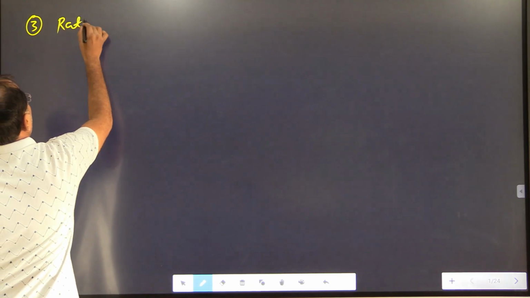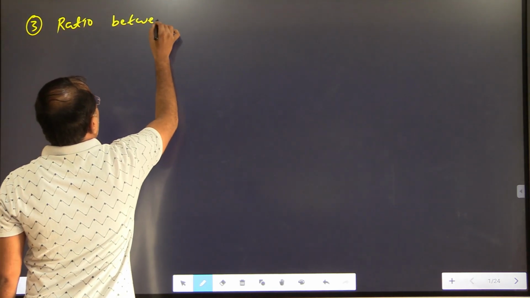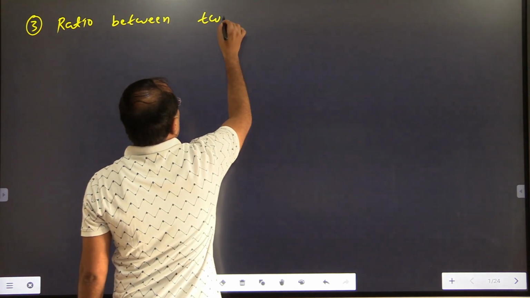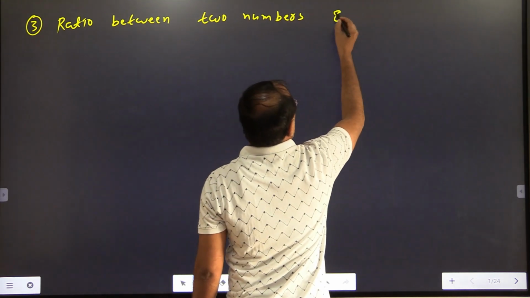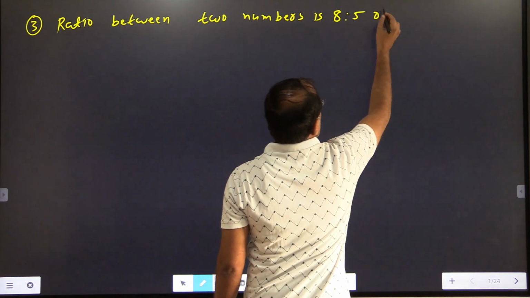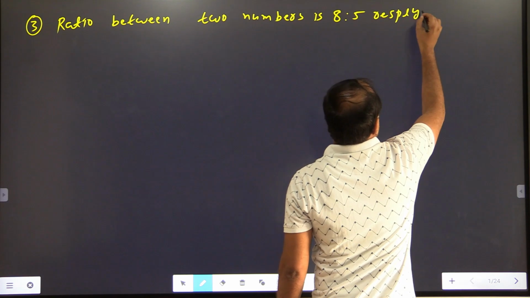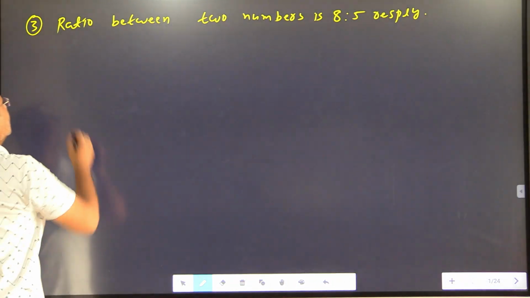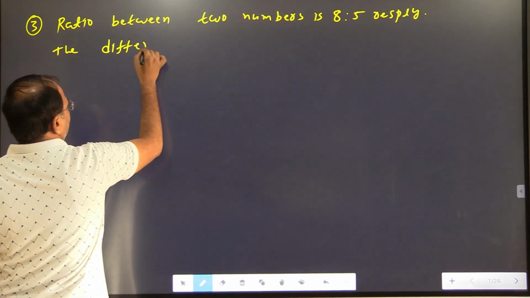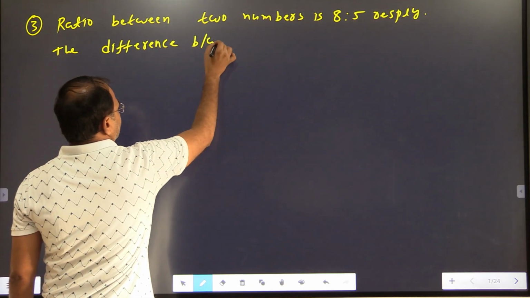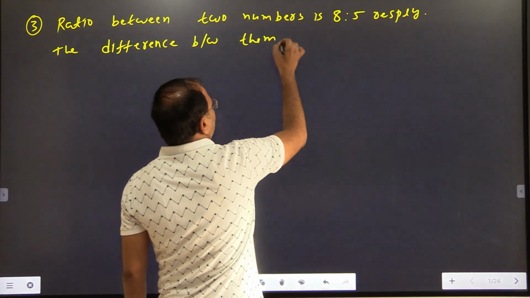So I will give a question, you do it. Next question: the ratio between 2 numbers is 8:5 respectively. The difference between them is 6.